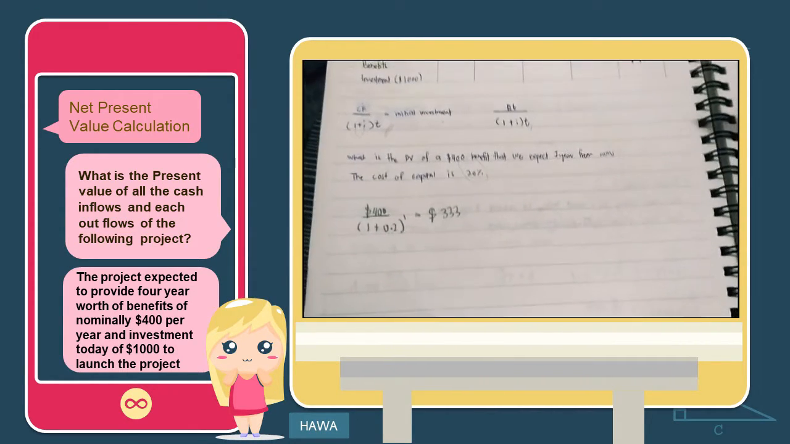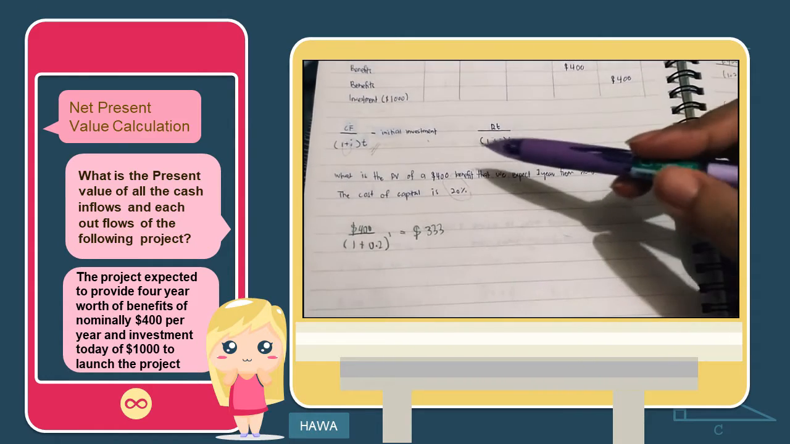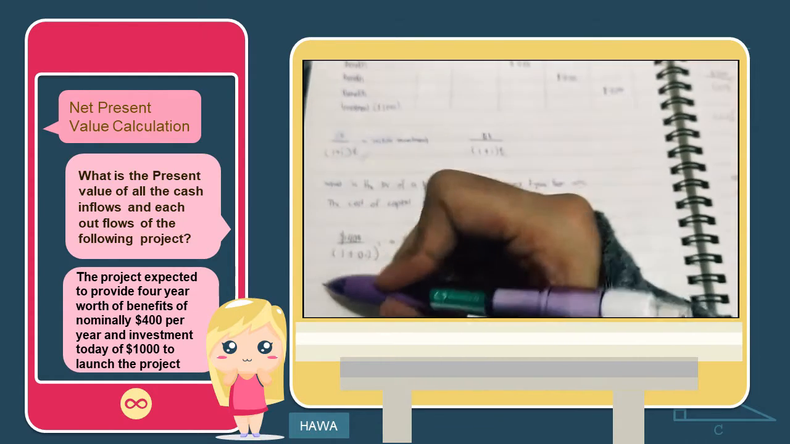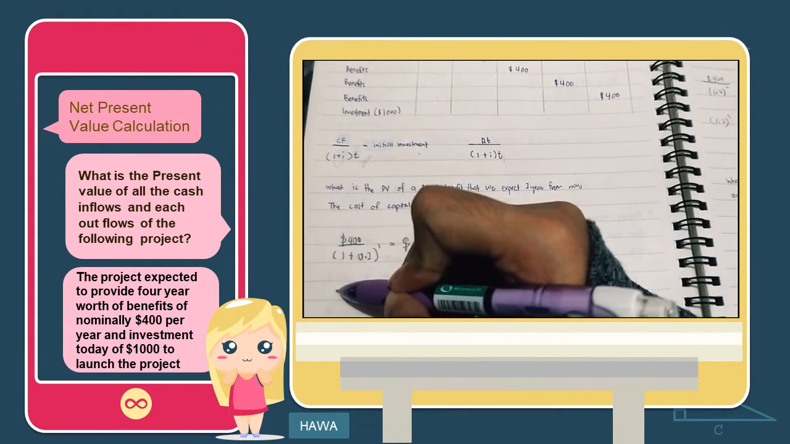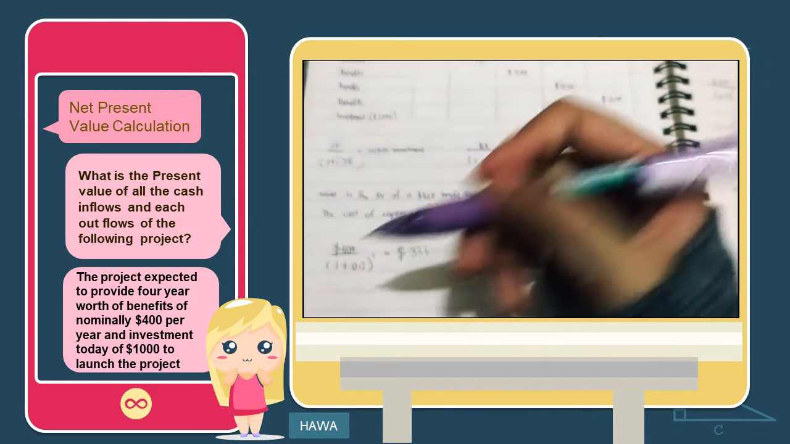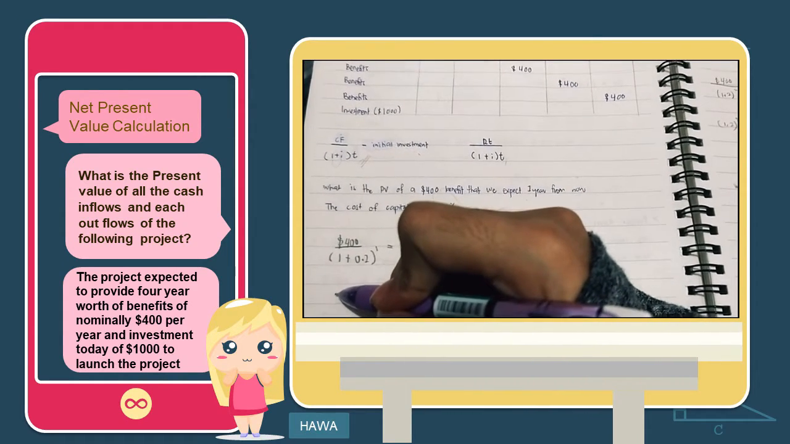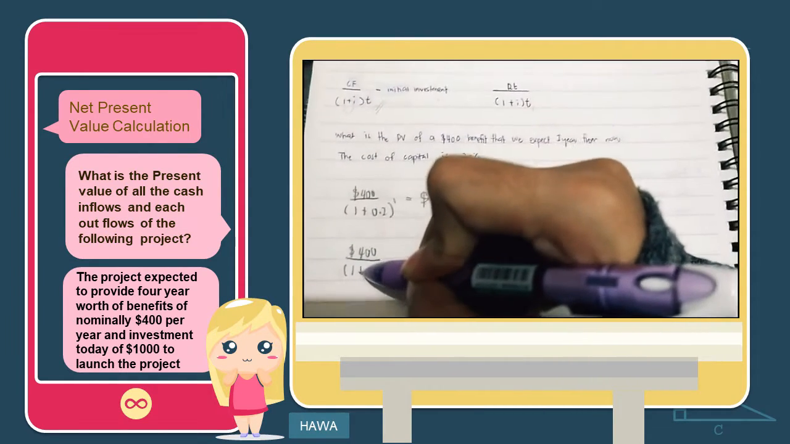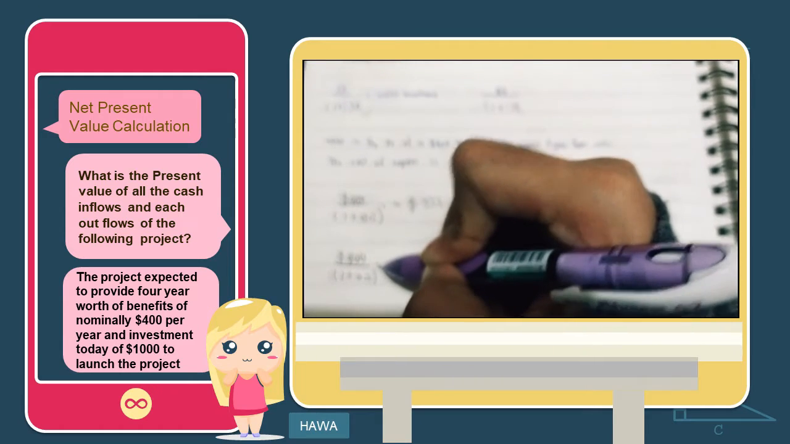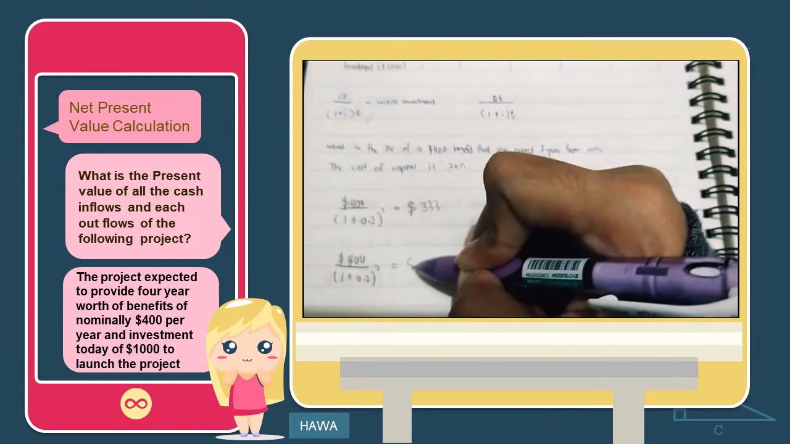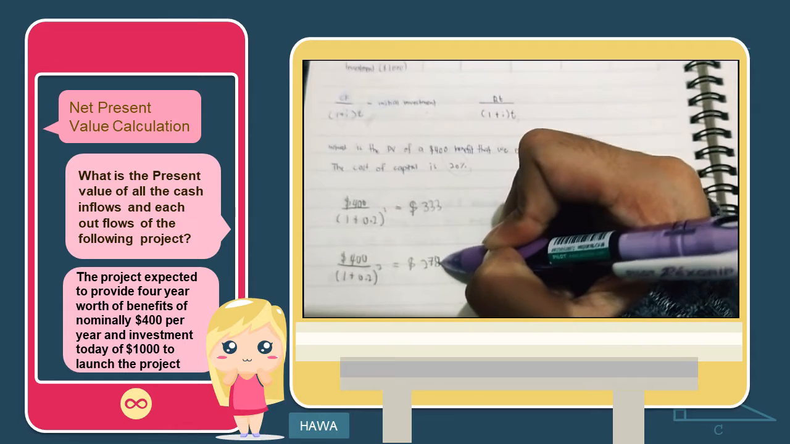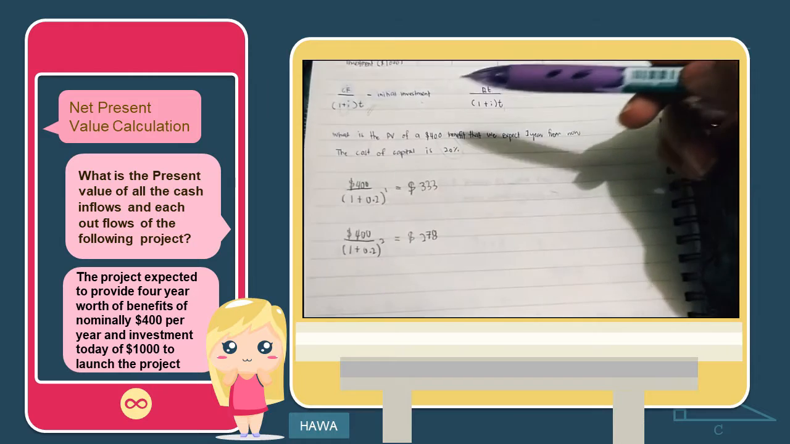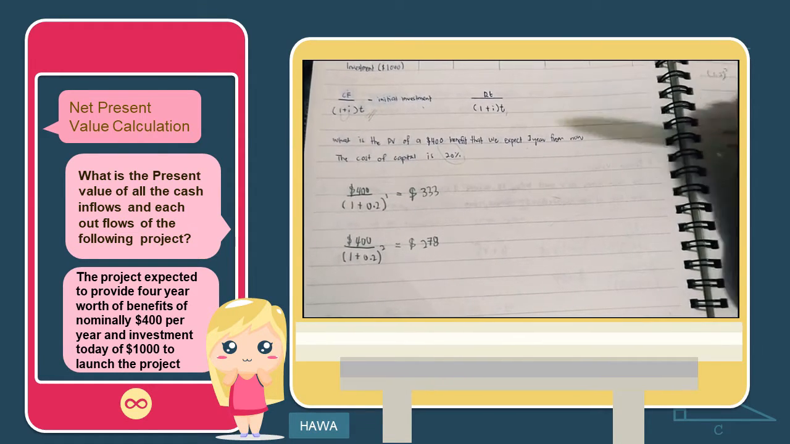Okay, next, what is the present value of a $400 benefit that we expect 2 years from now? If we want to get a $400 benefit 2 years from now, it is still $400 divided by 1 plus 0.2 to the power of 2 because it is 2 years, so we get $278.